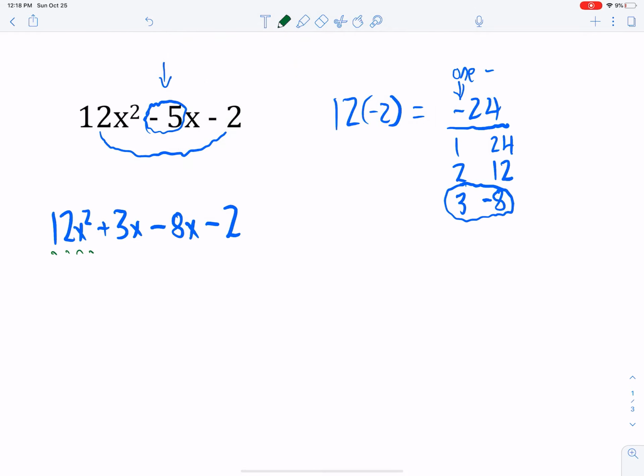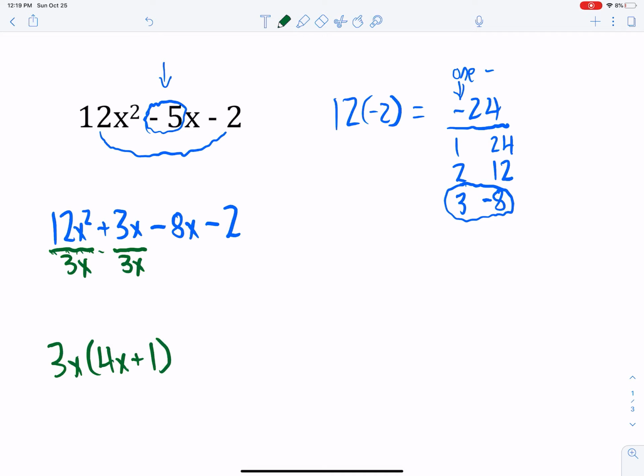From our first two terms, 12x squared plus 3x, we could factor out a 3x from both of those. So to see what's left, we divide them both by 3x. 12x squared divided by 3x is 4x. 3x divided by 3x is just 1.